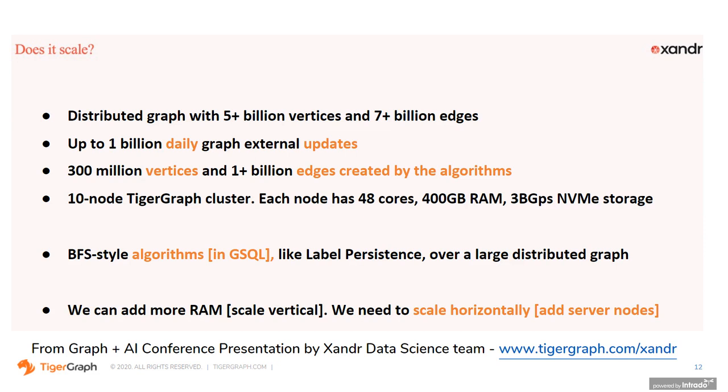So they have the initial external data. It gets frequently updated at large scale. And through the analysis, they also update the data. They run algorithms, and they also plan to scale horizontally, one of the reasons why they chose TigerGraph is because of the ability to scale out.